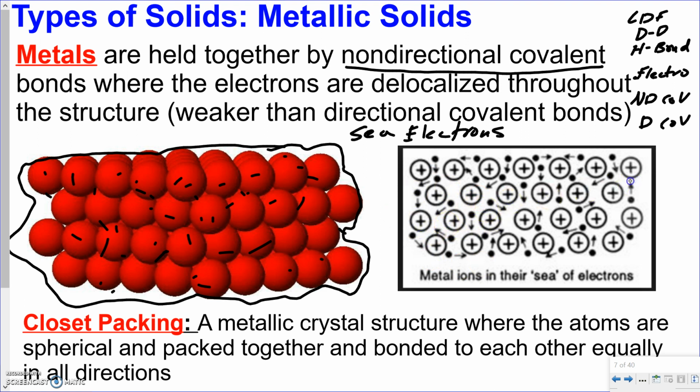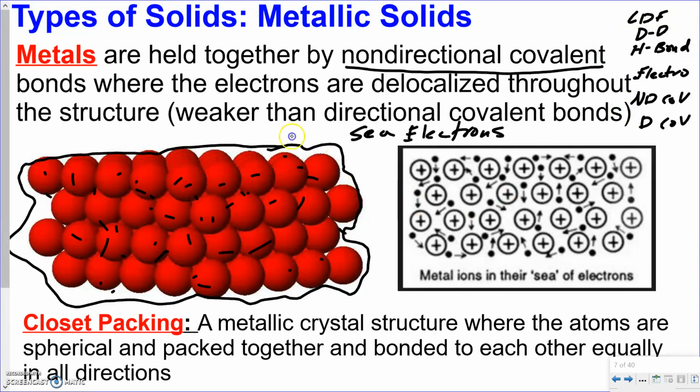Again, these are weaker than our directional covalent bond, which means in terms of strength, our metals are going to have an in-between melting point and boiling point. They're going to be higher than our ionics, but lower than our covalent network solids, which we'll see in just a minute. And of course, our moleculars are our weakest, way up here.